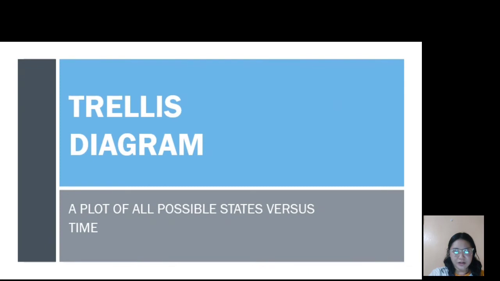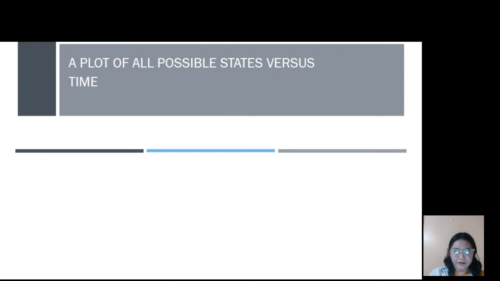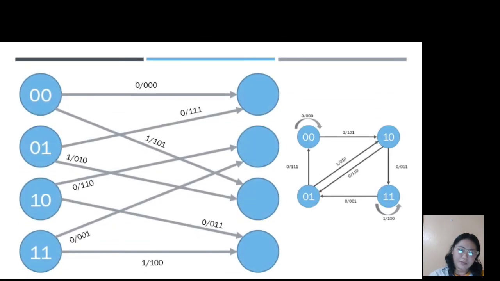For the trellis diagram, it will plot all possible states versus time. So basing on this diagram, we will make our trellis diagram. So from 0,0 to itself, it is 0 over 0,0,0, the same as here. And for 0,0 to 1,0, it is 1 over 101 here.